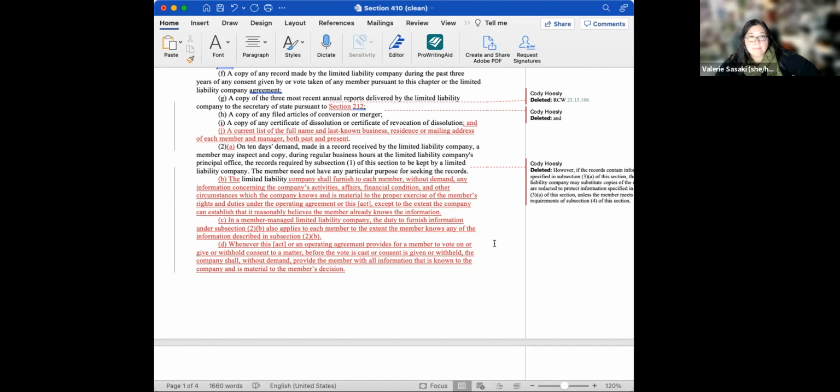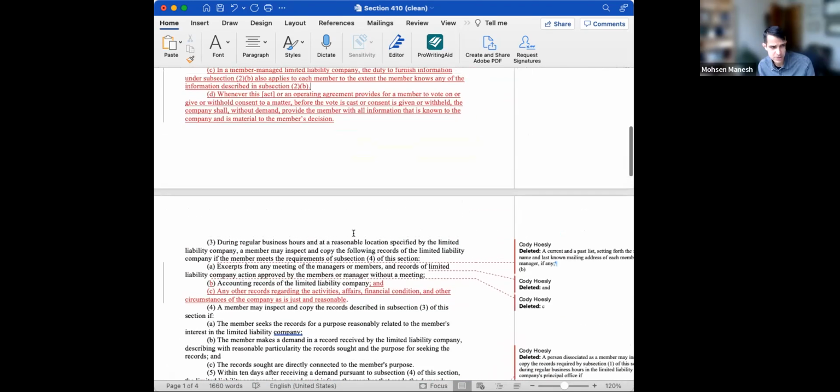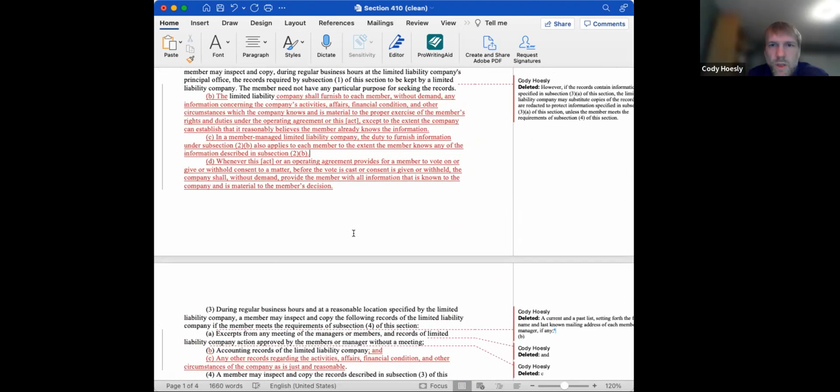Anything else on page 1? Okay, let's scroll down, please, Sandy. Cody, back on page 1, where did subpart D come from? 2D comes from ROLCA 410(B)(4), which says whenever this act or an operating agreement... it's like a copy and paste job. Okay, scroll down.